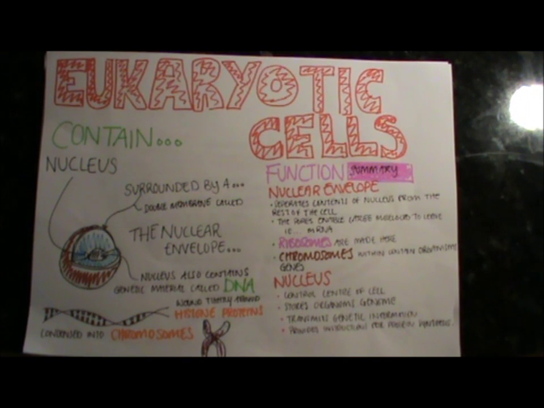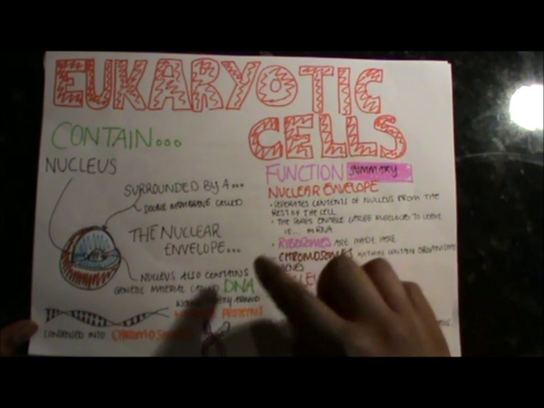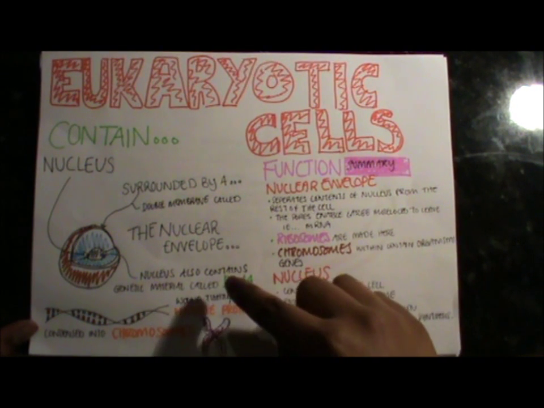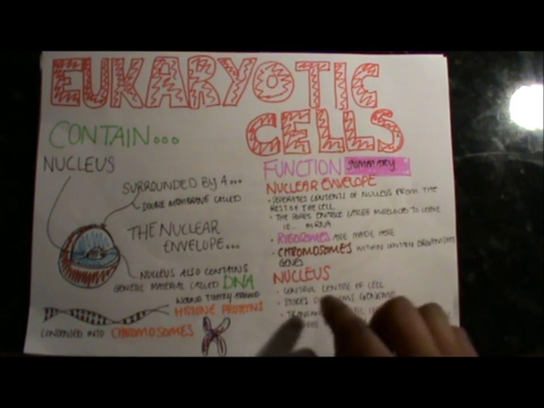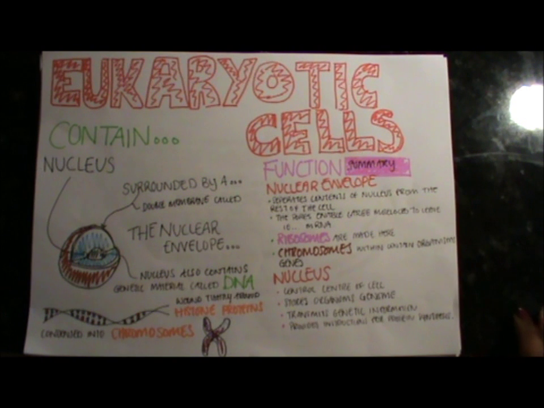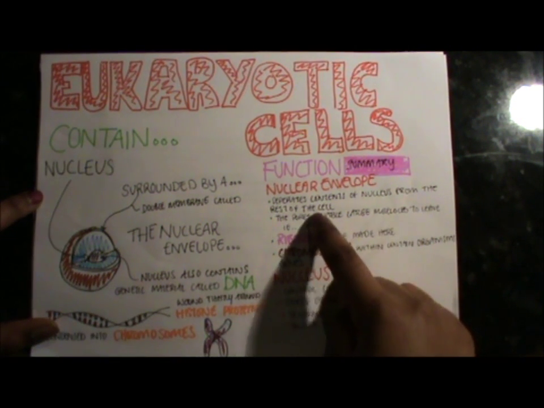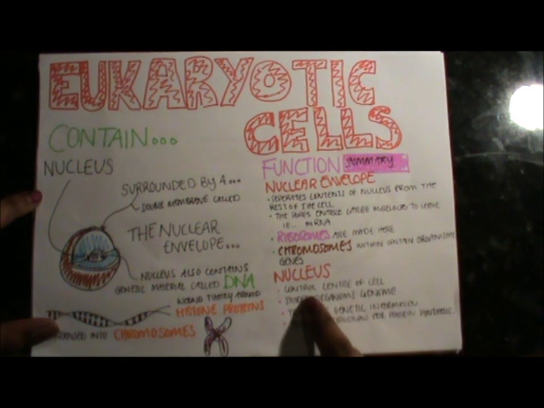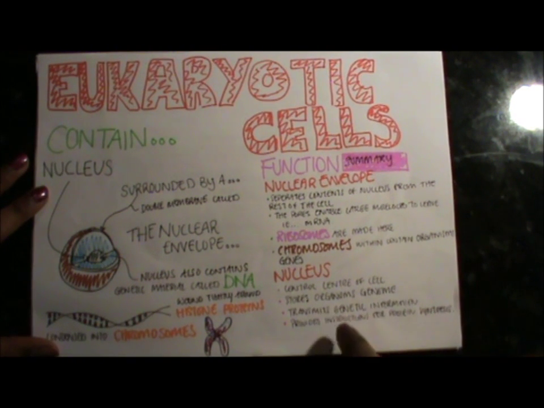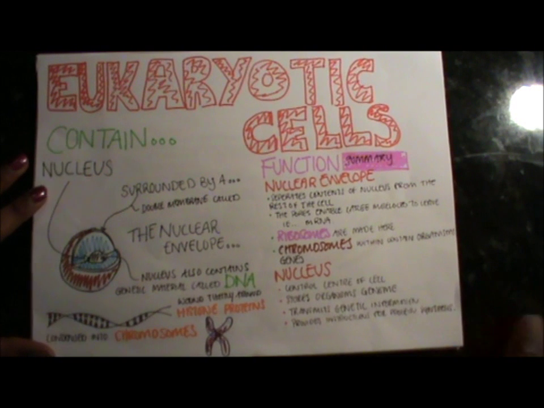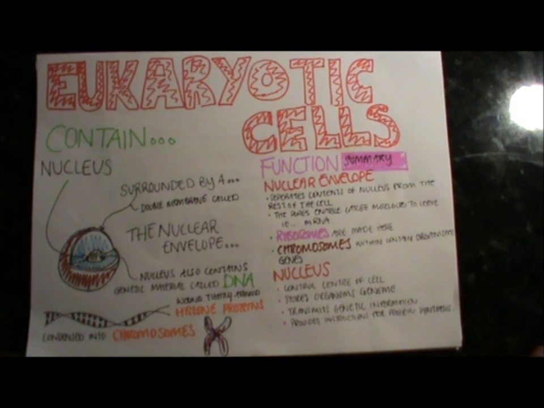So let's start with eukaryotic cells. First up is the nucleus. The nucleus is surrounded by a double membrane called the nuclear envelope. The nucleus also contains genetic material called DNA, which is tightly wound about histone proteins and condensed into chromosomes. The function of the nucleus, as a summary, is that it is a control center for the cell. It stores organisms' genomes, it transmits genetic information and provides instructions for protein synthesis.